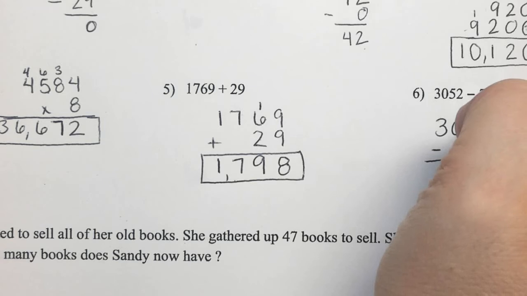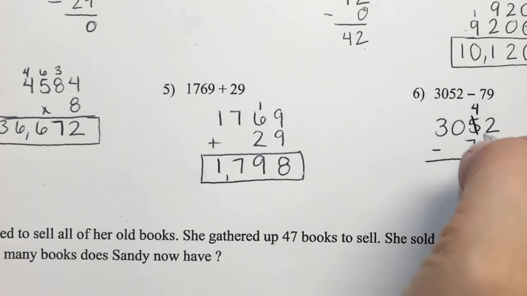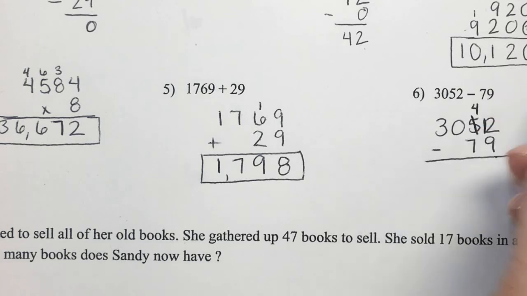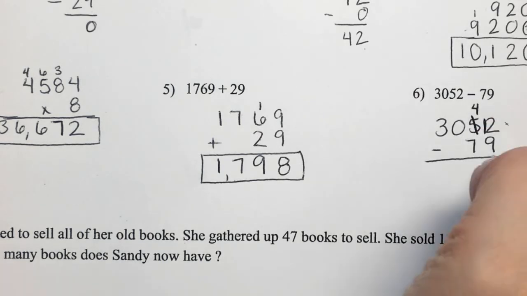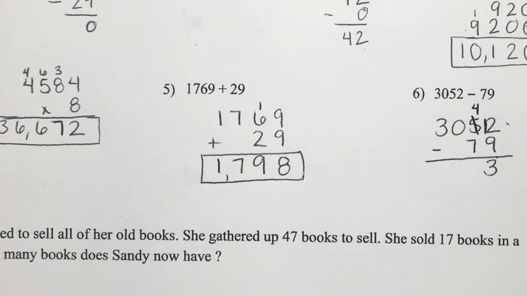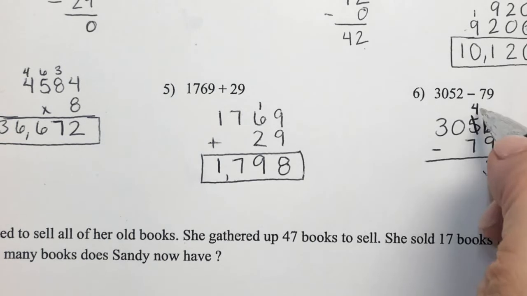I'm borrowing from the 5. I'm taking 1 away, which makes it 4. The 1 that I took, I put in front of the 2, so now it is 12. 12 minus 9 is 3. Alright, that's just one number in order to subtract the one number. So now I need to do 4 minus 7.